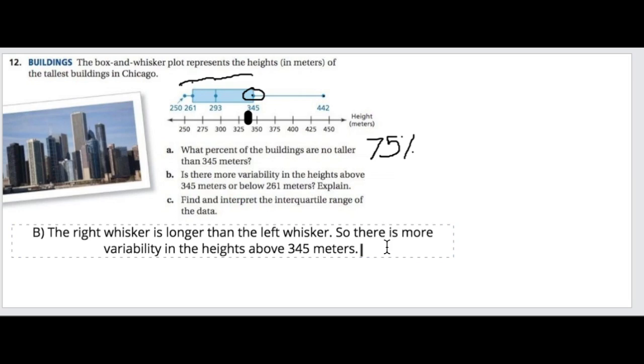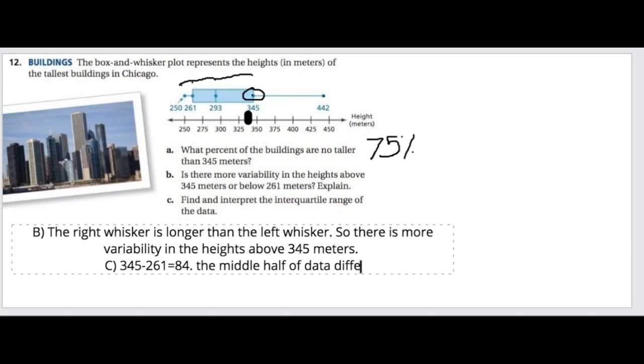Well, what about C? C is saying find and interpret the interquartile range of the data. If you want to pause this video and think about it on your own, you can. But again, that's going to be quartile 3, 345, minus quartile 1, 261. Not plus. And that is going to equal an interquartile range of 84. So all this is saying is the middle half of data differs no more than what number? Yes, 84. So the middle half of data is all within 84 meters of each other, which, if I'm looking at my problem, is pretty close.